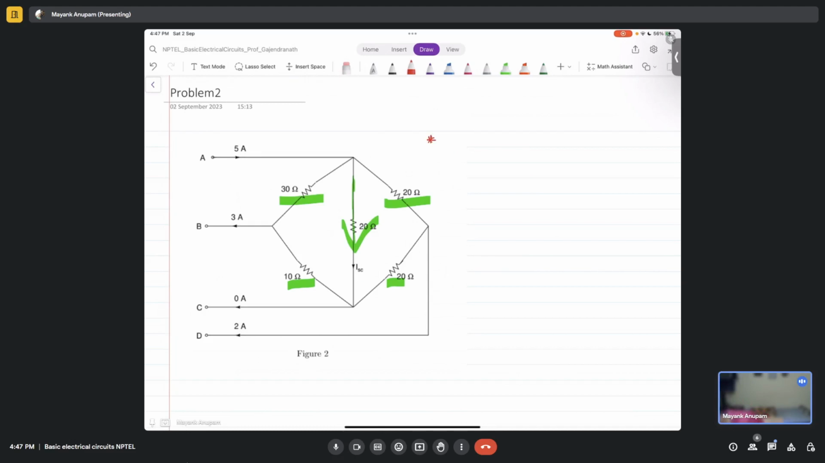So our friend suggested that first we check the condition for a balanced Wheatstone bridge, right?